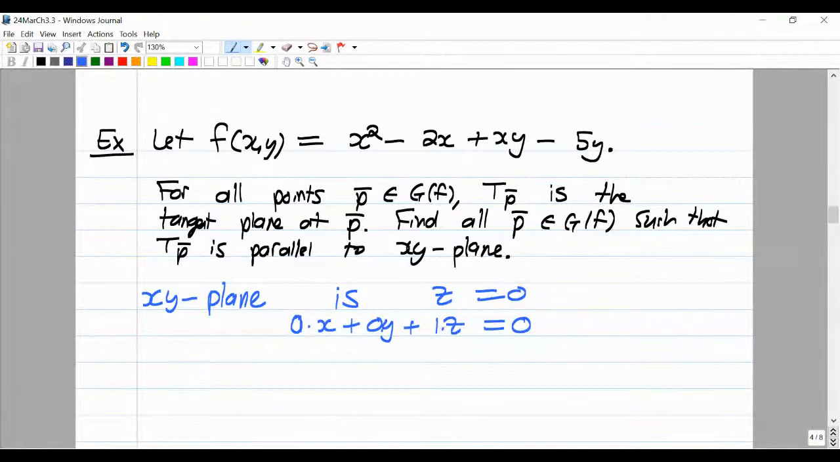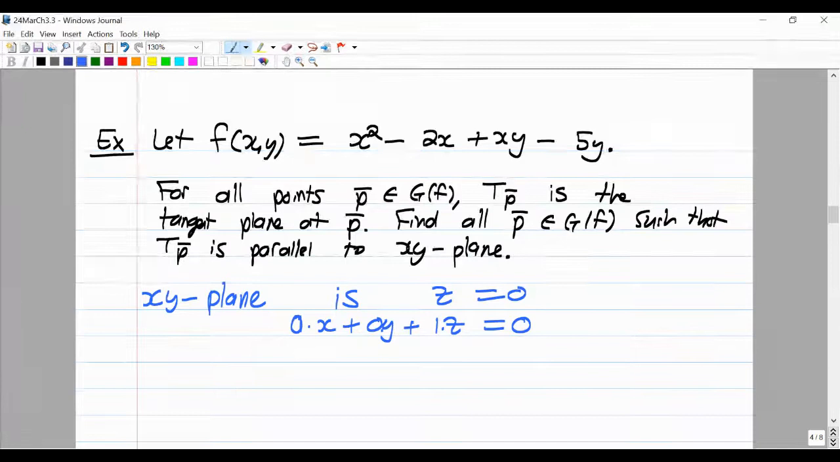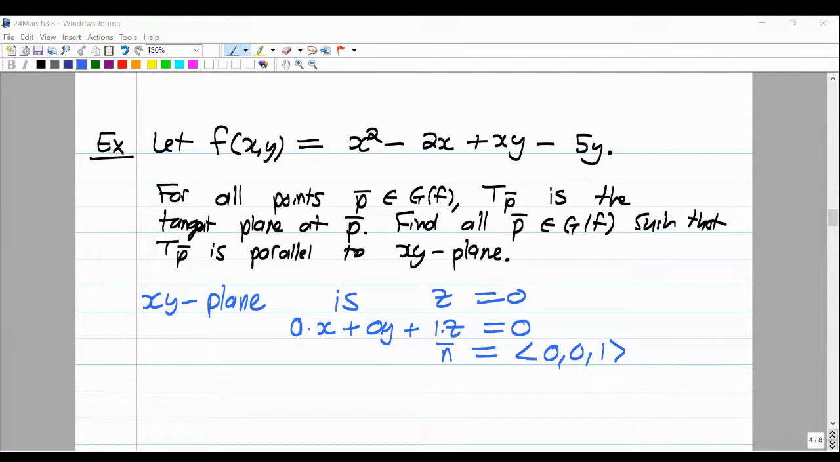Can anybody tell me why I write z equal to zero in this form? Think of the previous problem. Why do I write it this way to get the normal? So the normal is 0, 0, 1. The xy plane is when z equals zero, and so the normal is 0, 0, 1.